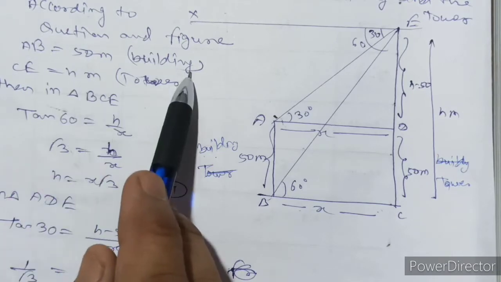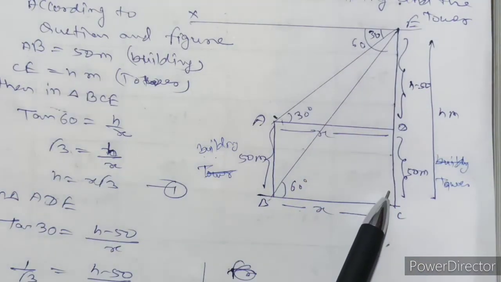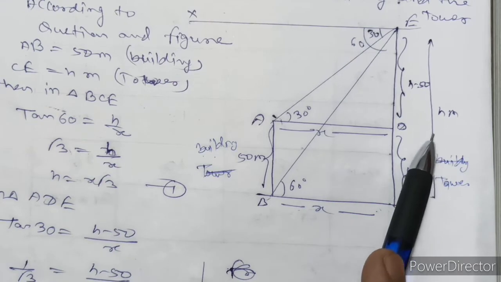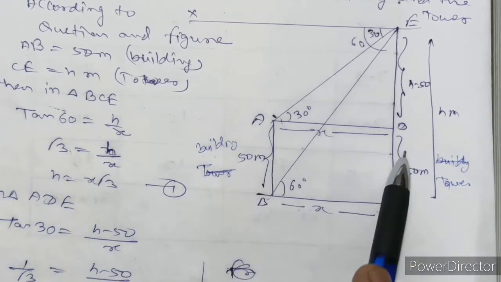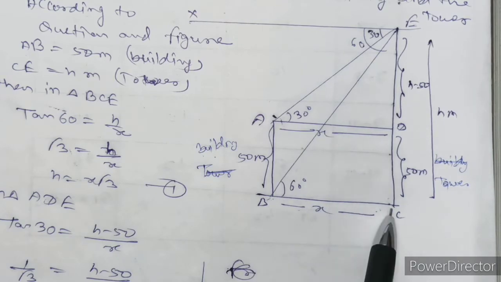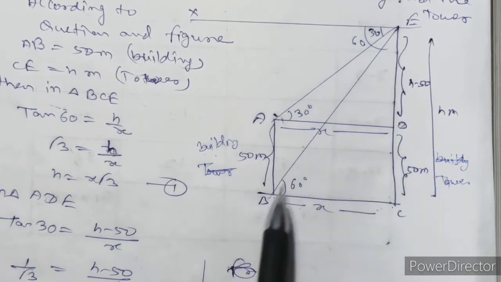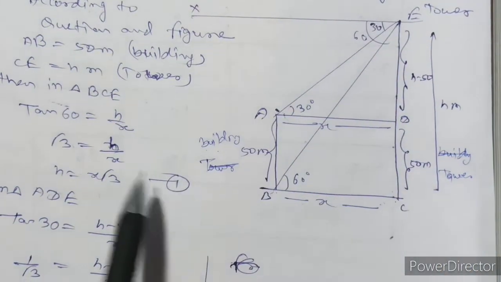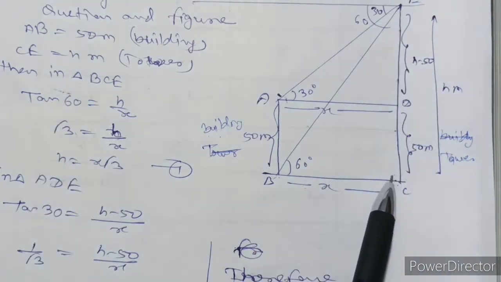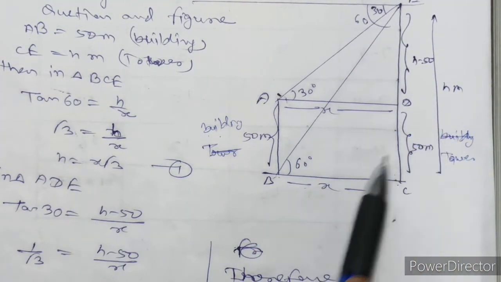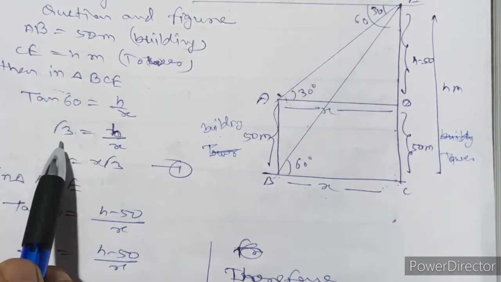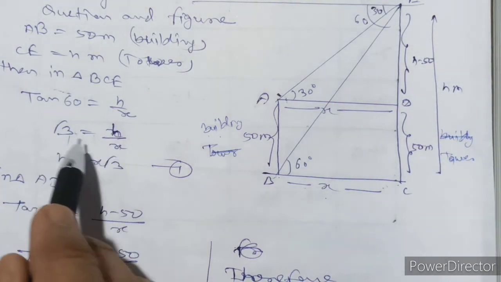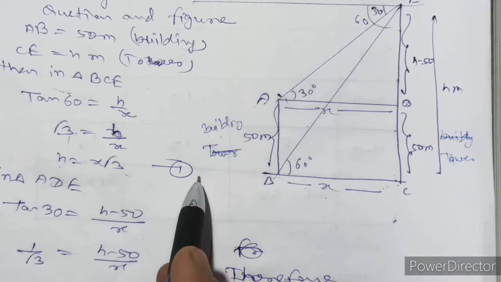Now we use the figure. AB is the building, 50 meter high according to the question, and we take H meter as the tower. According to the figure, this is also 50 meter because these are parallel lines. Let BC equal AD equal X. In triangle BCE, tan 60 degrees equals perpendicular upon base, so H upon X, and the value of tan 60 is root 3. After cross multiplication, H equals X root 3, equation number first.